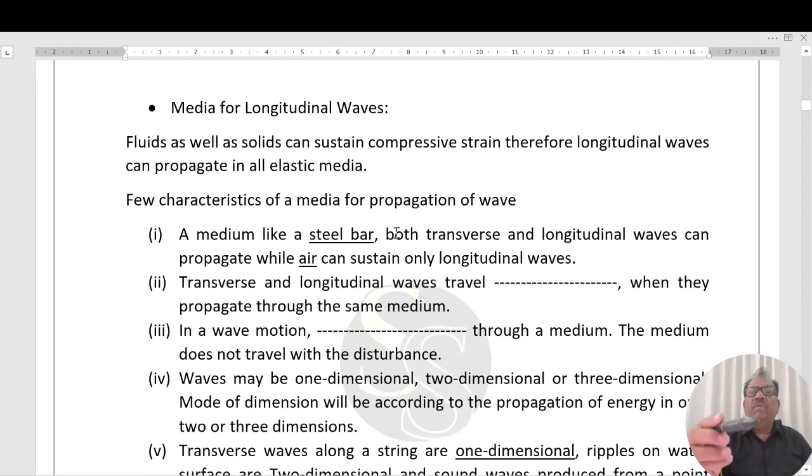Next, fluids as well as solids can sustain compressive strain, so longitudinal waves can propagate in all elastic media. Right? A few characteristics of media for a progressive wave: in a steel medium like a steel bar, both transverse and longitudinal waves can travel properly, while air can sustain only longitudinal waves. Right? Transverse waves and longitudinal waves travel with different speeds when they propagate through the same medium.